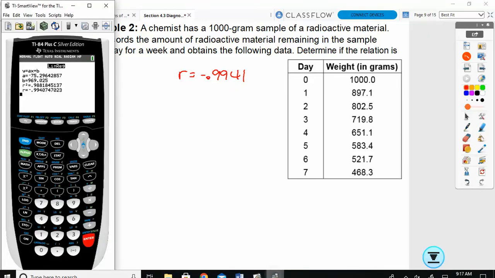Your r squared is given to you here. That's the same thing as if you just square this number. So it tells us that almost 99% of the variation is explained by the regression line. So again, that sounds really, really good. It sounds like very, very linear data.